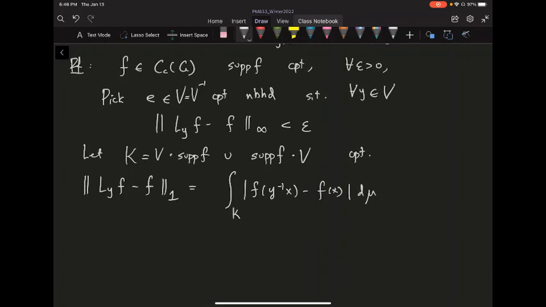But on k, each one of these is bounded above by the uniform norm of their difference. So this is bounded by the epsilon based on our choice. All right, so because of that, this is going to be less than or equal to the measure of this k multiplied by epsilon, but we know this k is some fixed. Epsilon, as epsilon goes to 0, this whole thing will go to 0, okay? So this one will go to 0 as y goes to the identity, okay?